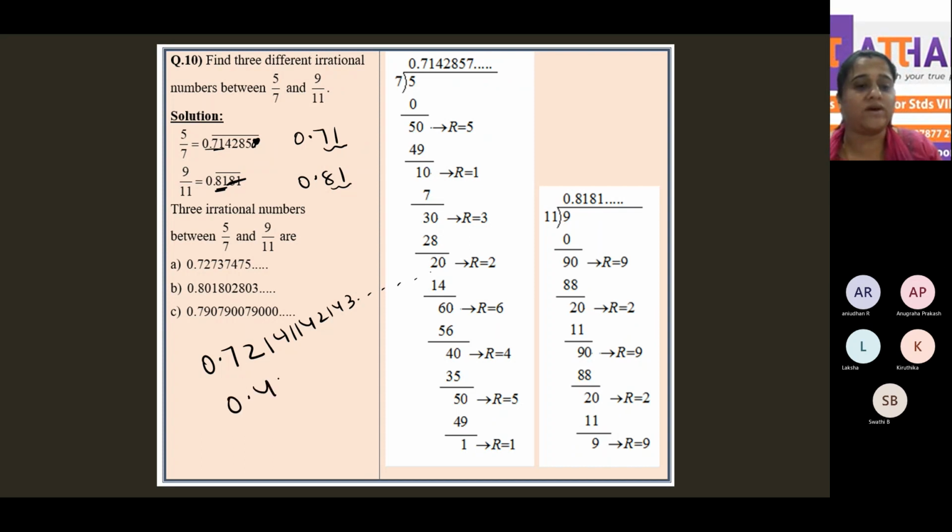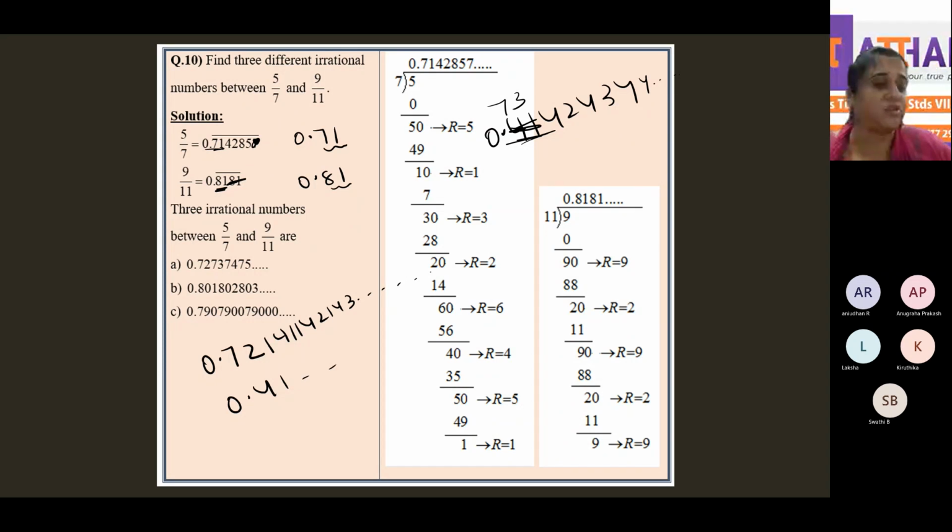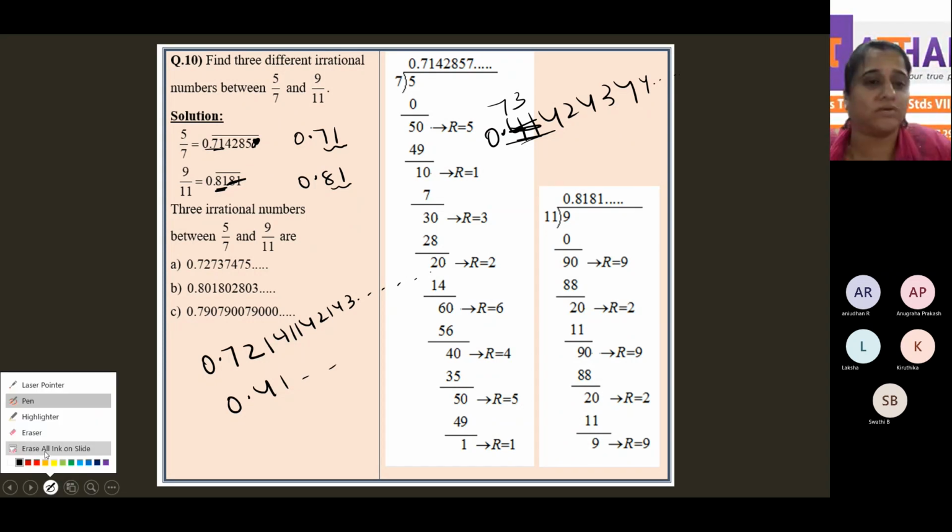See, if you write 0.41 and something, you're wrong. If I write 0.41, 42, 43, 44, you will say, I wrote an irrational number. Yes, it is an irrational number because it's non-terminating, non-repeating, but it's not between 0.71 and 0.81. It should be an irrational number between these two numbers. So you cannot start with 41. If you start with 73, you're correct. 0.73 and write whatever you want. So first put yourself in the safe zone and then you can write whatever you want.